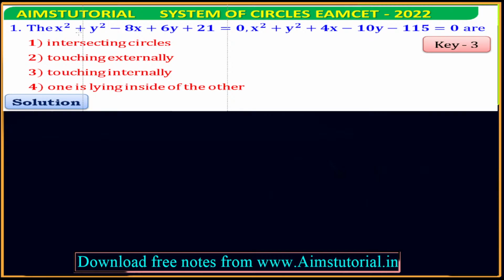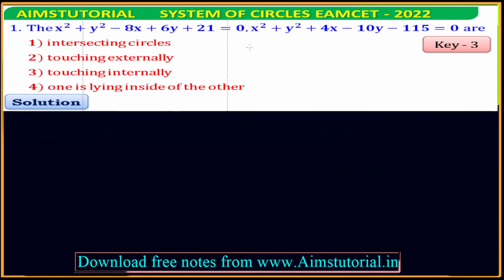So first question: x square plus y square minus 8x plus 6y plus 21 equals 0, and x square plus y square plus 4x minus 10y minus 115 equals 0 are two circles given. We have to check whether the given circles intersect, touch externally, touch internally, or one is lying inside the other.